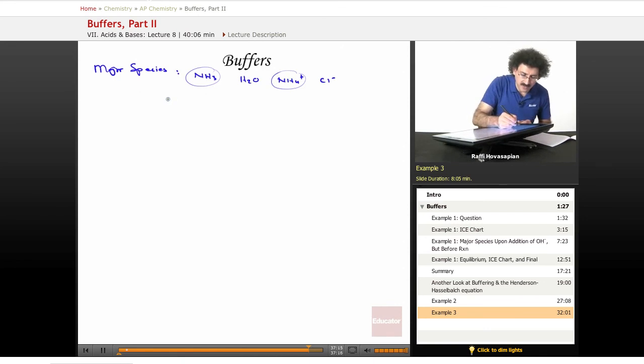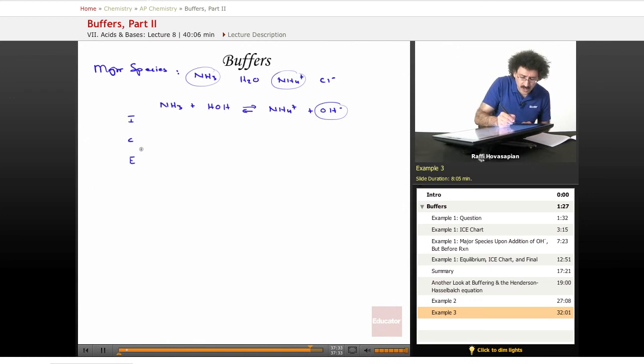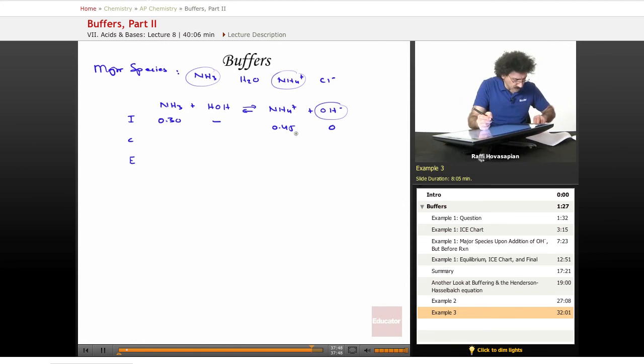And here's what happens. You get NH3 plus HOH in equilibrium with NH4 plus OH minus. We're going to end up with a basic solution because we're creating hydroxide. Well, our initial, our change, and our equilibrium. Our initial ammonia concentration was 0.30. Water doesn't matter. 0 for hydroxide, nothing is there. Our initial ammonium concentration was 0.45 molar, right? That's exactly it.